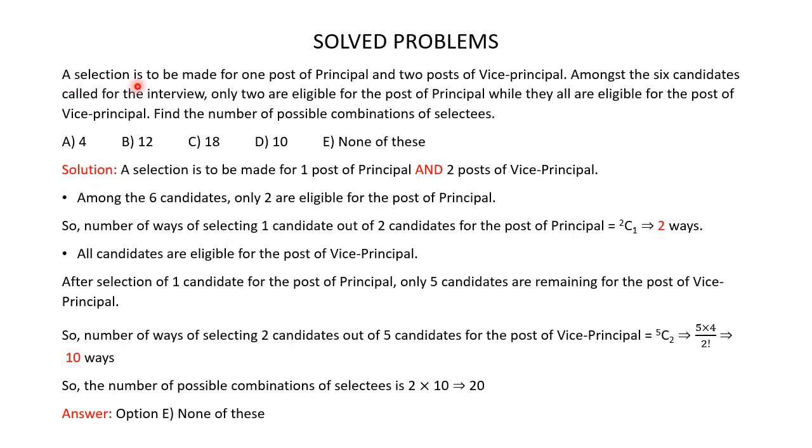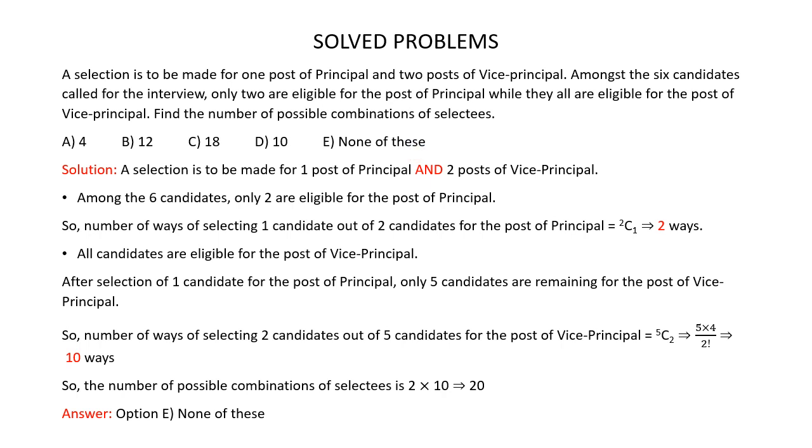A selection is to be made for 1 post of principal and 2 posts of vice principal. Amongst the 6 candidates called for the interview, only 2 are eligible for the post of principal, while they all are eligible for the post of vice principal. Find the number of possible combinations of selectees. Here you are given 5 options and you have to find out which of these options is the correct one.